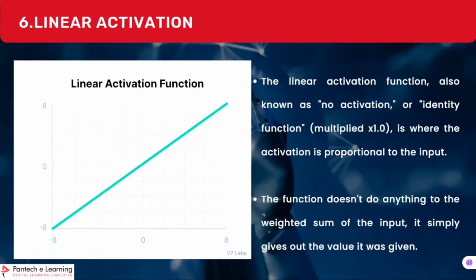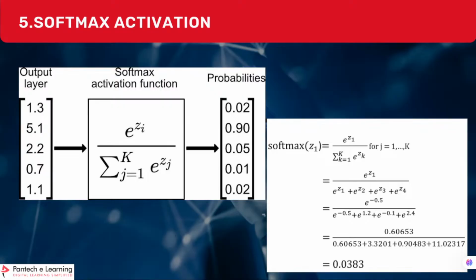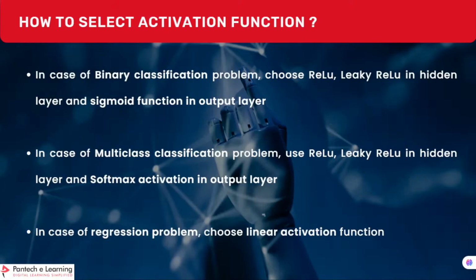Coming to the next one, the linear activation function. It should be workable whether it has the problem or not. We can use this linear activation function for the input and hidden layers, as well as for regression models. So these are the activation functions we have. Now we are seeing the next one: how to select the activation function.